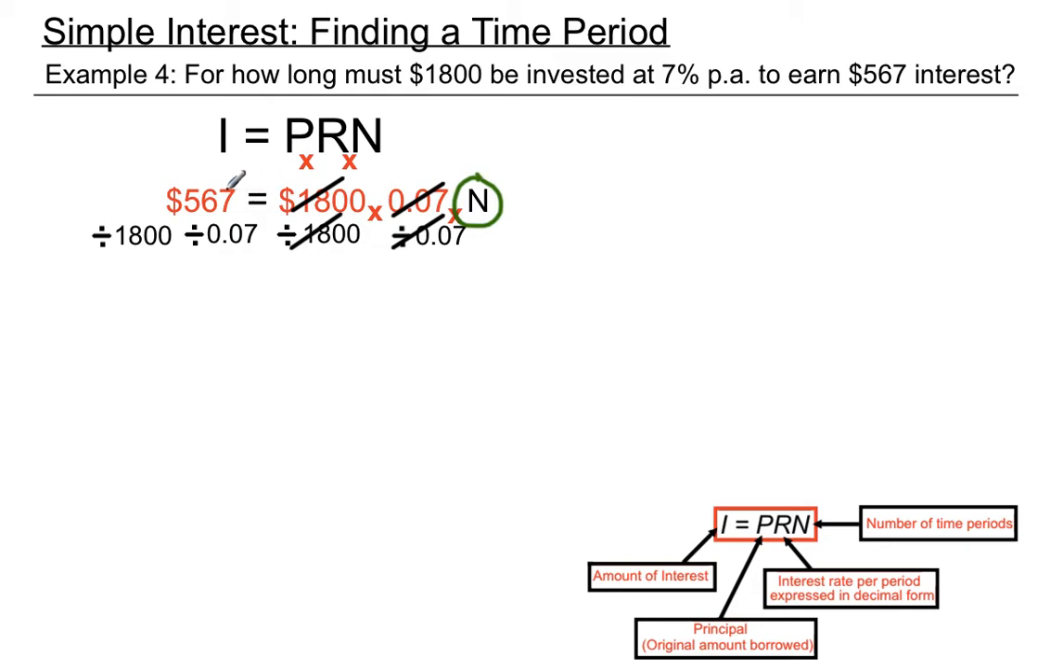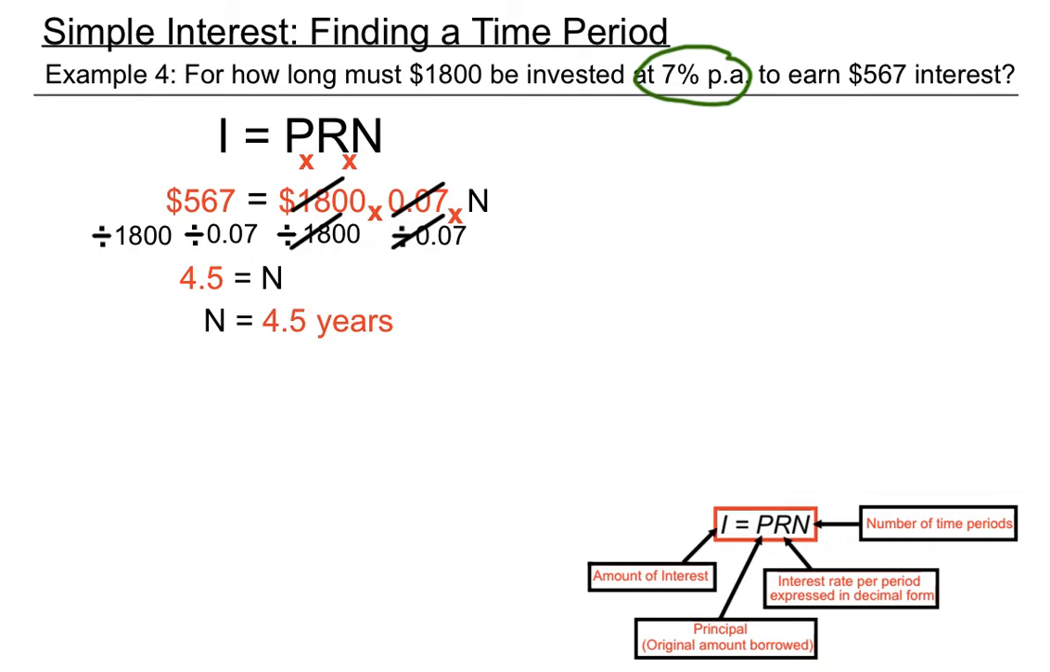So into our calculator we'll put 4.567 divided by 1800 divided by 0.07. When we do that carefully, we get 4.5 as a value for our n. So n is 4.5 and n is the number of time periods. We were working in per annum interest rate here, so our question is set up for years. So 4.5 as an answer for n indicates 4.5 years.